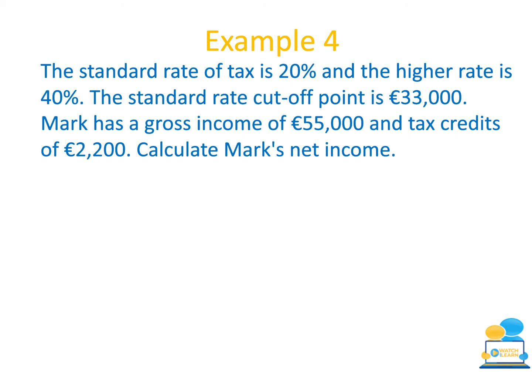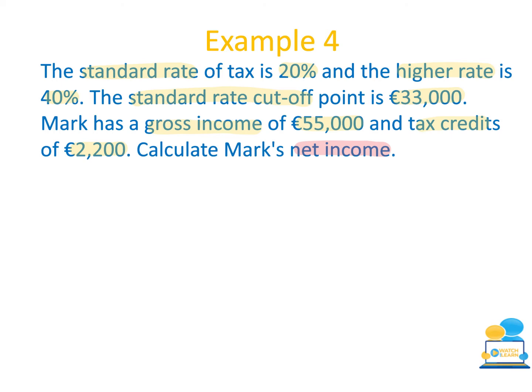So if we start off by just highlighting some important words here, the standard rate of tax is 20%, the higher rate is 40%, the standard rate cut-off is 33,000. So that means you're going to pay 20% tax on everything you earn up until €33,000, and then after that you're going to have to pay the higher rate. They tell us that Mark has a gross income of €55,000 and tax credits of 2,200. And they want us to calculate his net income. So here he has no additional deductions like health insurance or trade union fees. He just has his standard rate and higher rate of tax, and then his tax credits being applied to those.